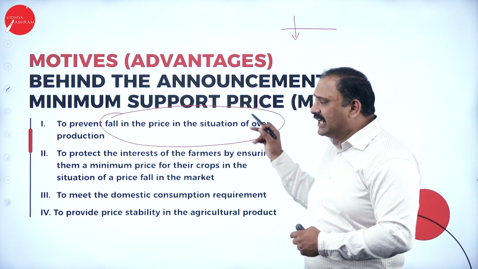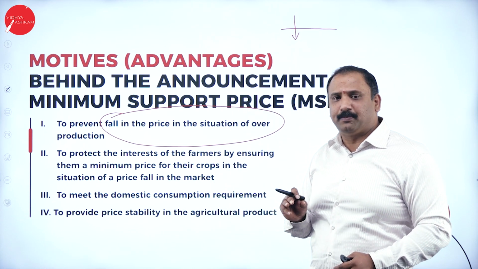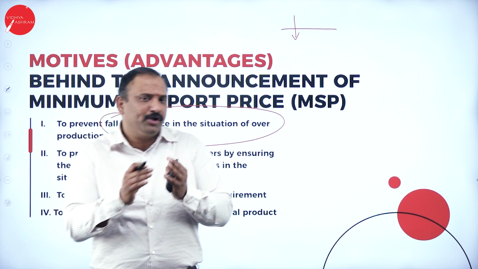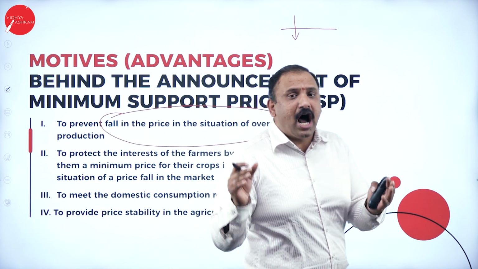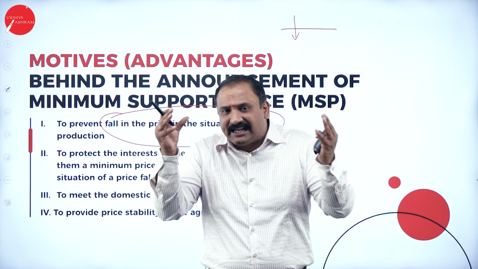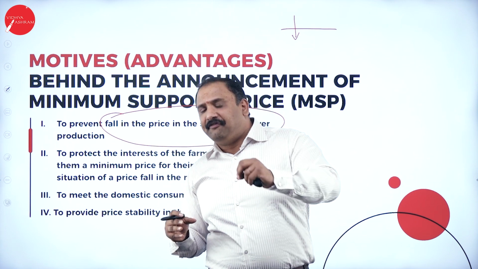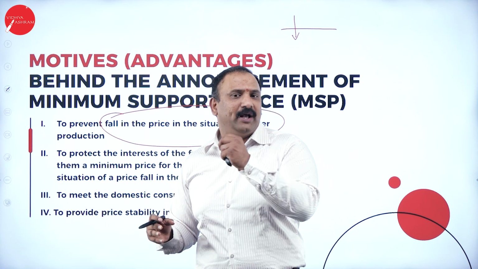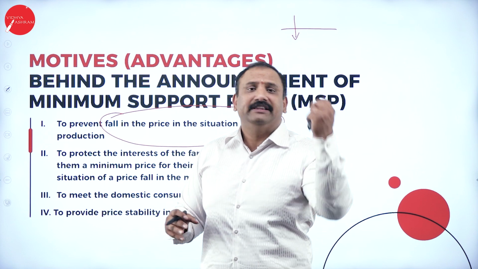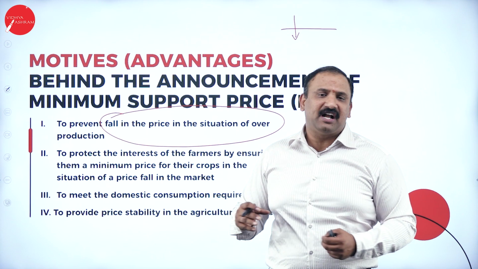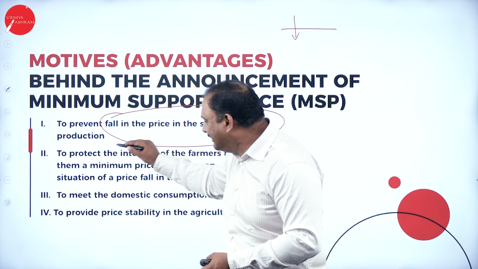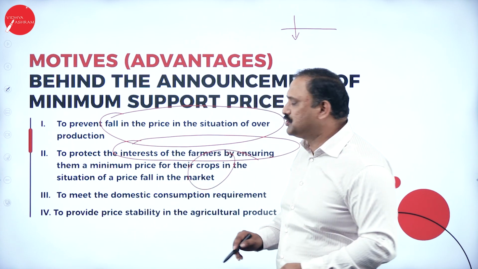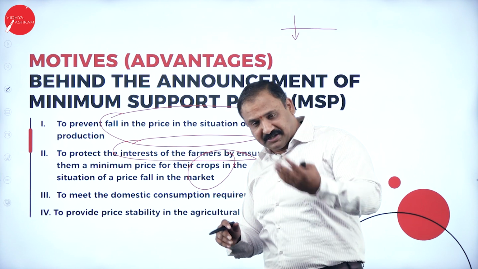Now what we want here in terms of understanding the minimum support price is that whatever the condition might be, whether we are talking about a great season or a normal season of production, I want the price to be fixed at a particular level so that the farmer does not go into loss. So that's why the minimum support price is a very important concept, followed by protecting the interest of the farmers by ensuring them a minimum price for their crops in the situation of the price factors that we are talking about, especially a fall in the market.